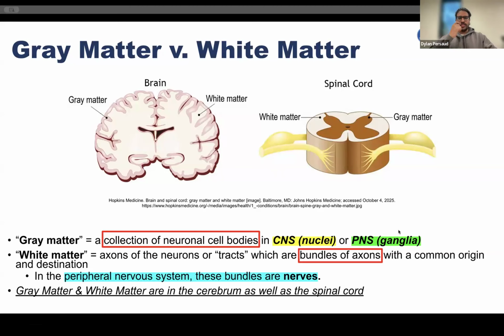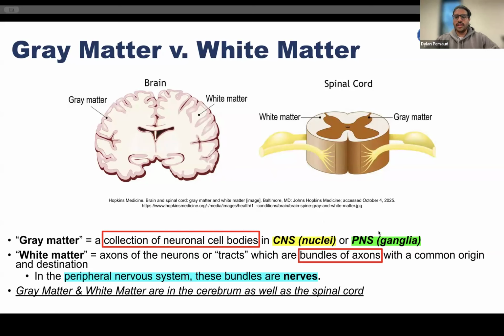And again, I have some more pictures to reinforce this later in the presentation. But just know that if it's a collection of cell bodies, it's going to be gray matter. And that gray matter can then be classified as a nucleus or a ganglion. That depends whether it's CNS, so remember cerebrum, brain or spinal cord, versus peripheral nervous system, which is our ganglion, our nerves, etc.